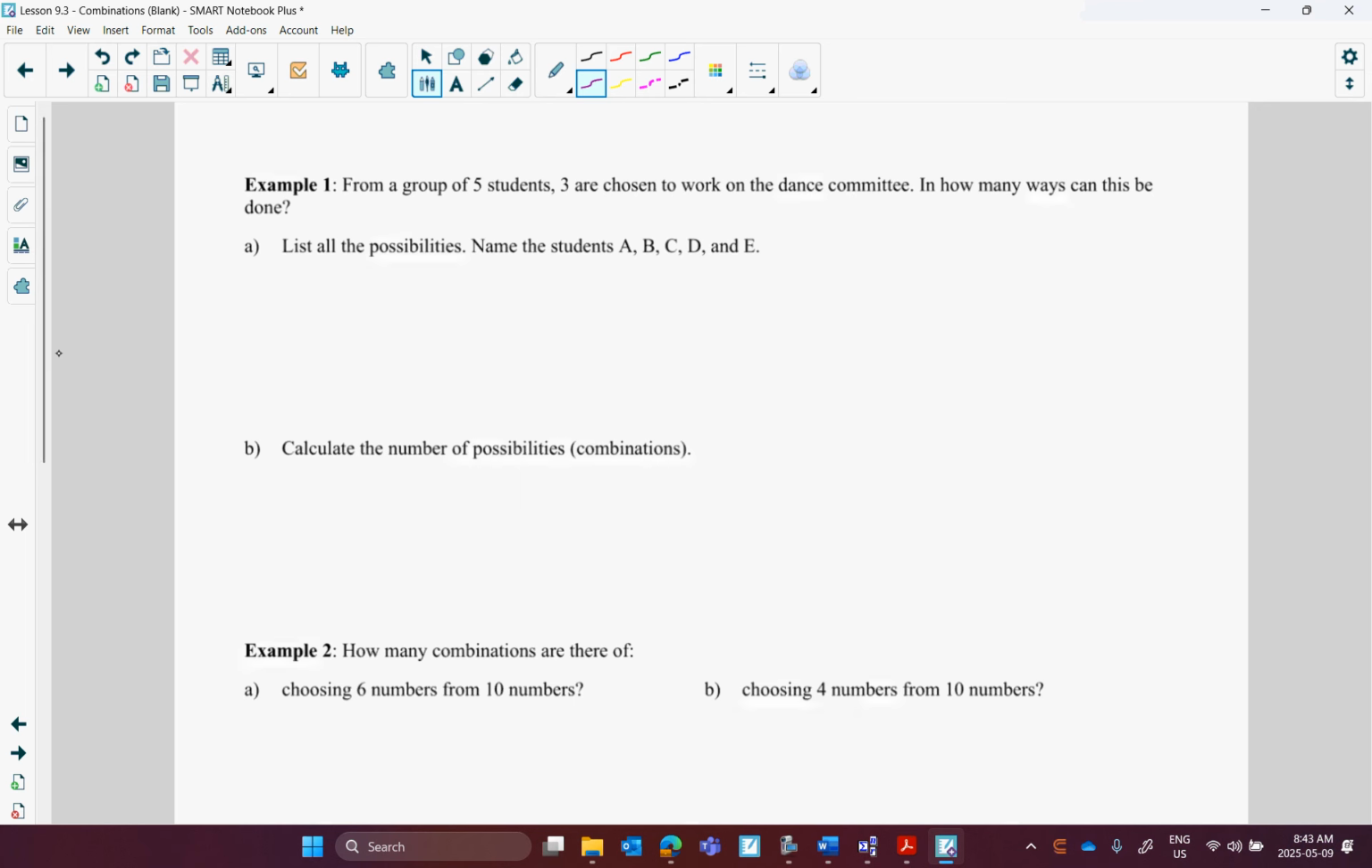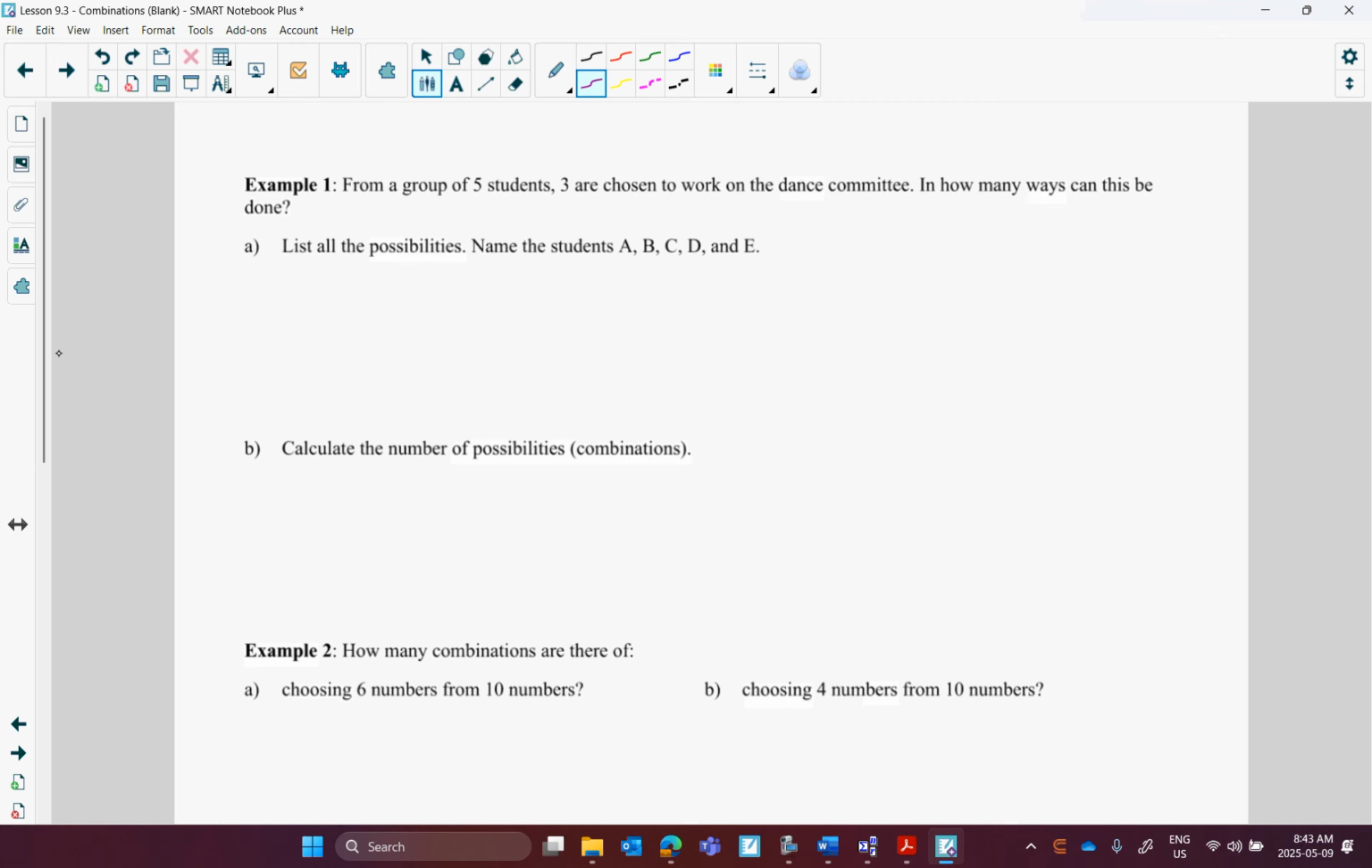So from a group of 5 students, 3 are chosen to work on the dance committee. How many ways can this committee be formed? See, this is different. A permutation question would have been, from 5 students, how many ways can you arrange 3 for president, vice president, and treasurer, or something like that?